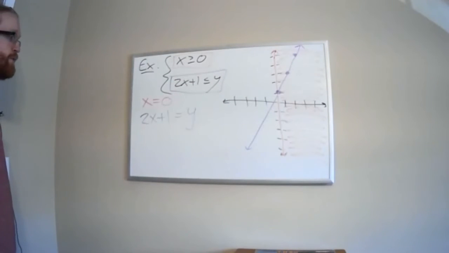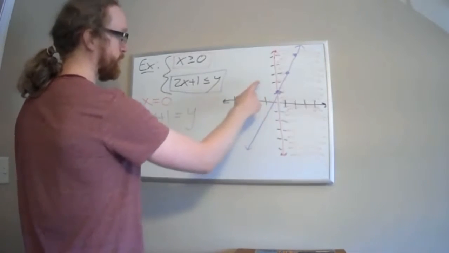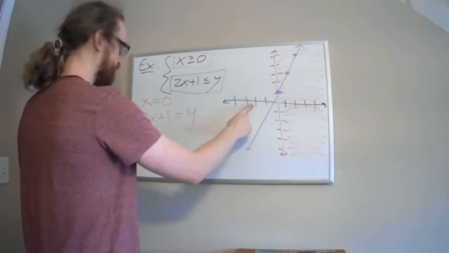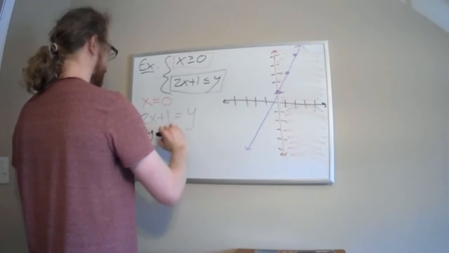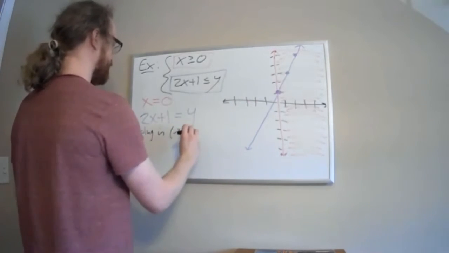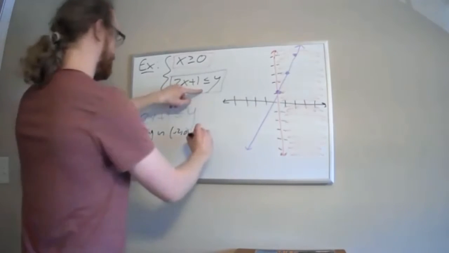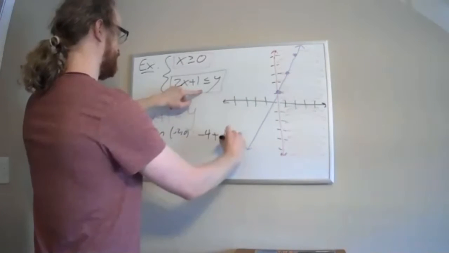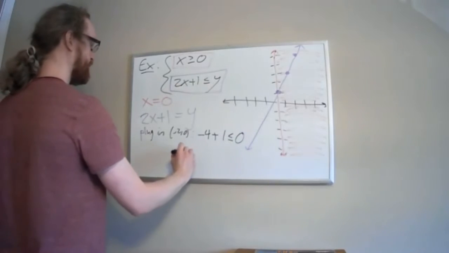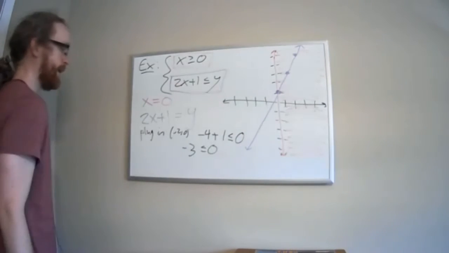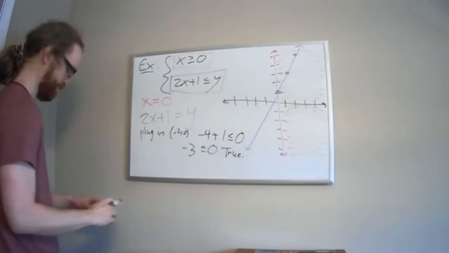And then I just have to ask which side of that line am I shading. So we'll test a point. What's a point not on this line? I don't know. How about negative 2, 0? Let's try negative 2, 0. So we'll plug negative 2, 0 into our inequality. That'll give me negative 4 plus 1 less than or equal to 0. We'll simplify that. Negative 4 plus 1 is negative 3, less than or equal to 0. And this is definitely true. Negative 3 is less than or equal to 0, because it's less than 0.